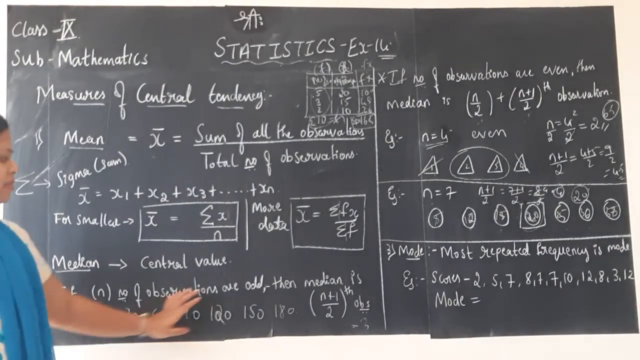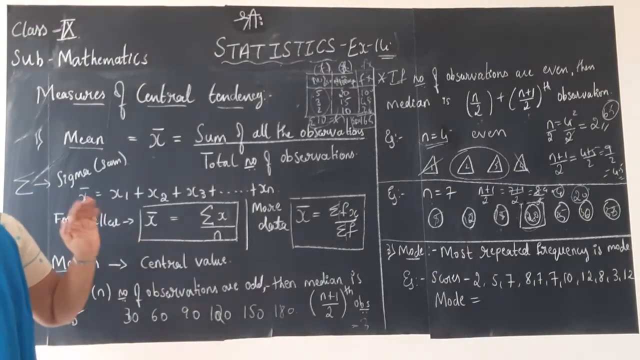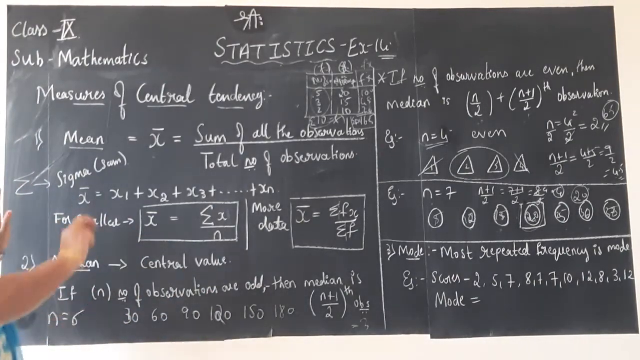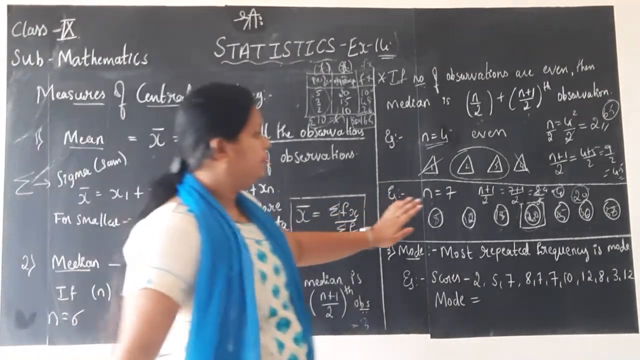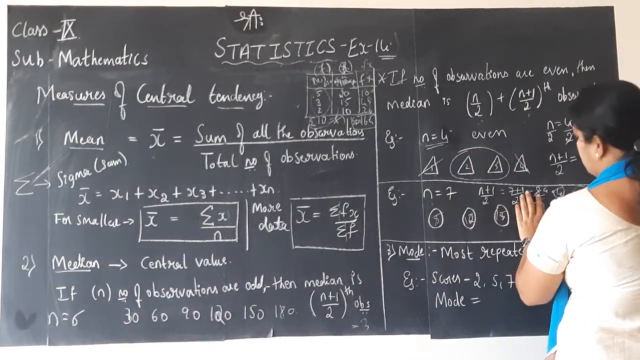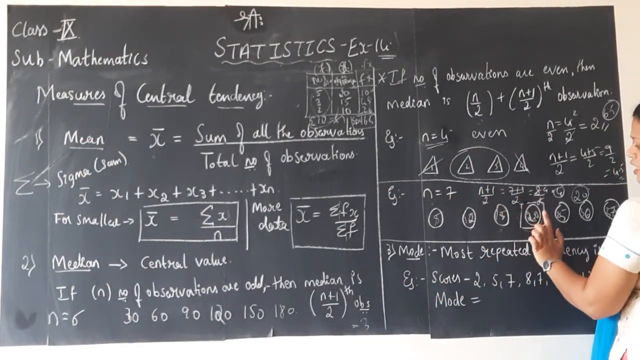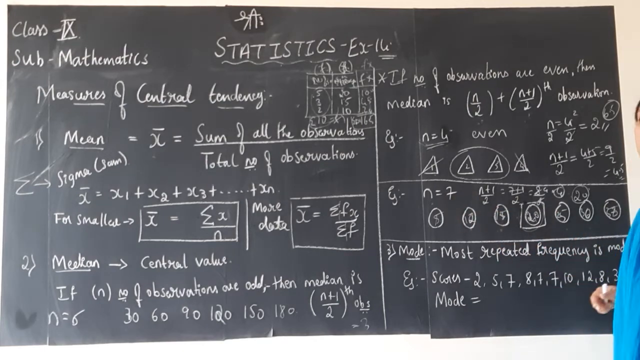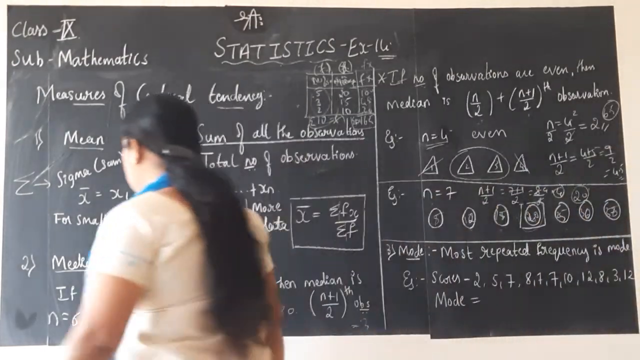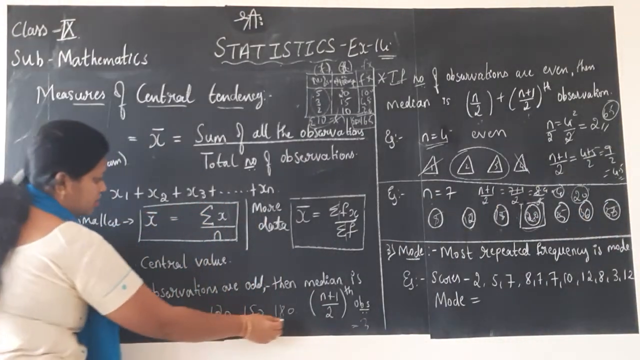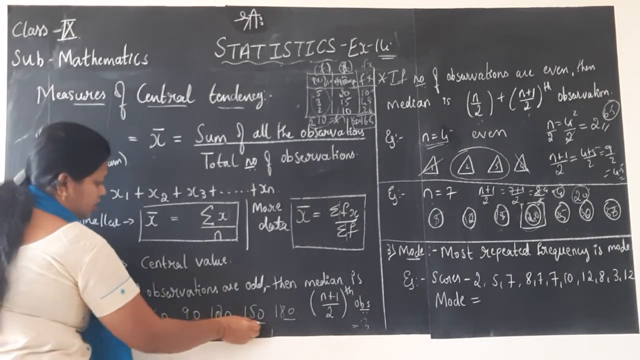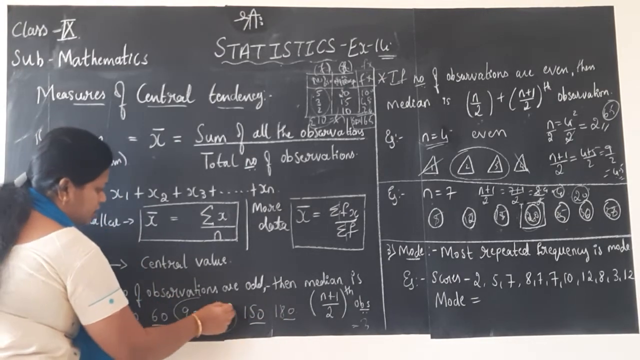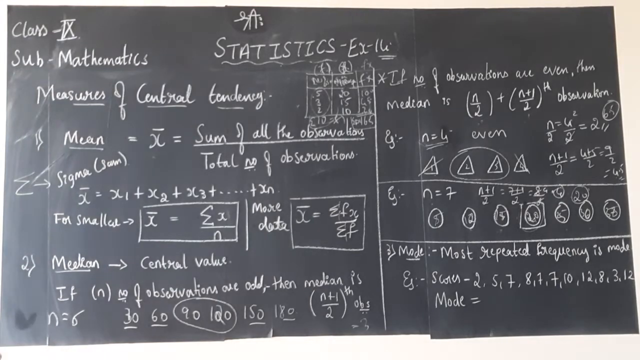So from both the sides, if we go on leaving the scores, they must be equal. When we leave 3 on this side and 3 on this side, what do we get in the single term, the center? That is the median if n is odd. If n is even, we get the central two terms, 90 and 120.